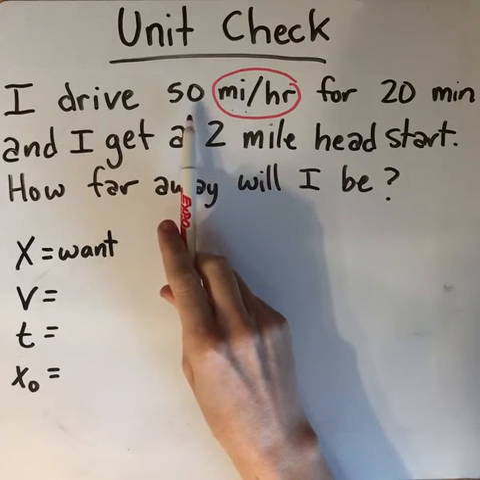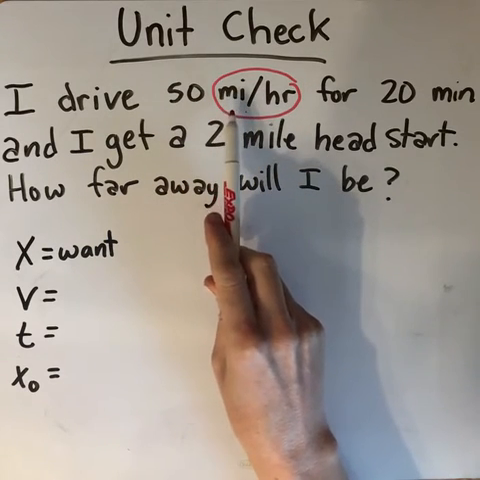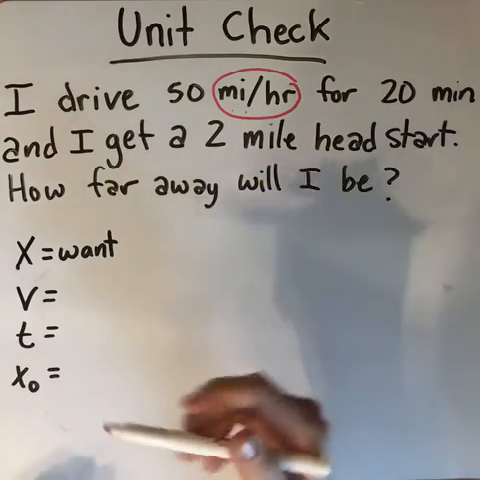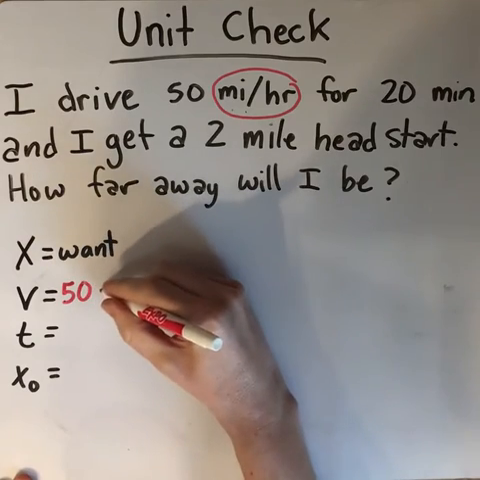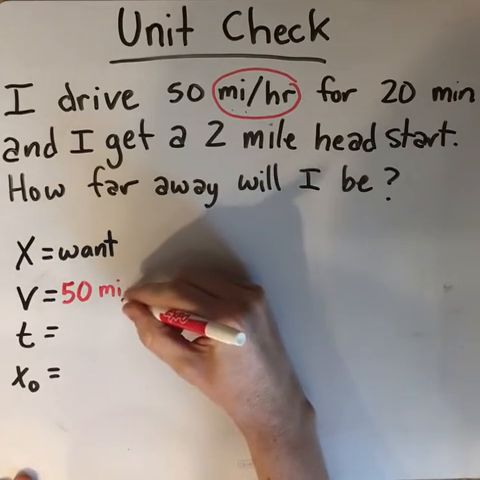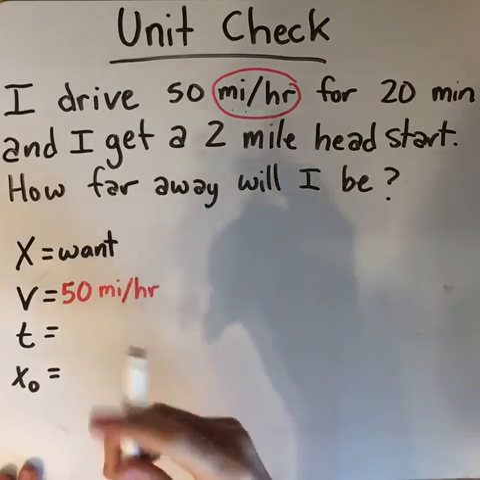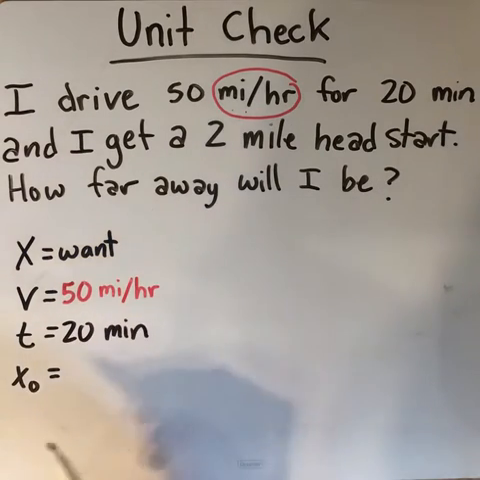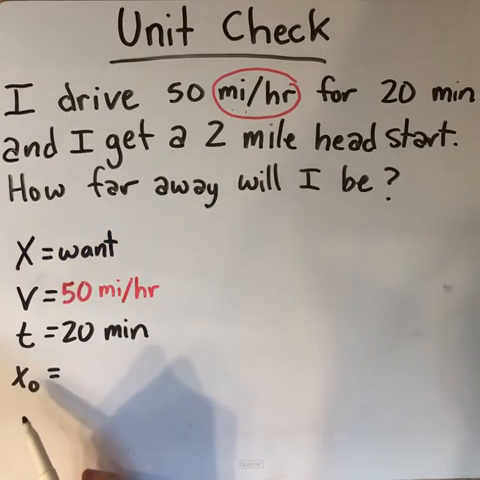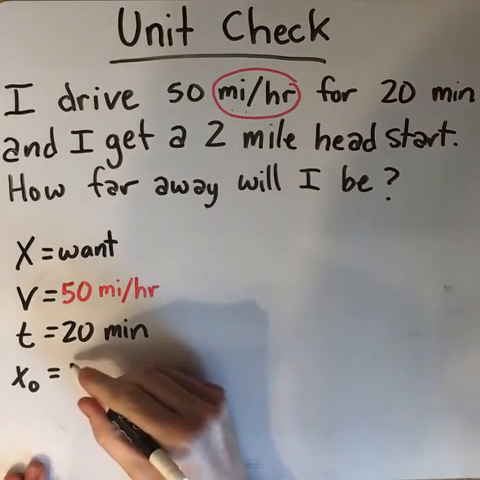Remember that units can often give you hints. This number 50 comes with the units miles per hour. Those are the units for velocity. So if you're ever unsure about which number is which, look at the units. They will help guide your choices. The time it mentions is 20 minutes. And the initial position, that's the head start, that was 2 miles.